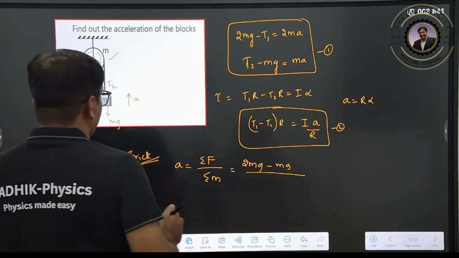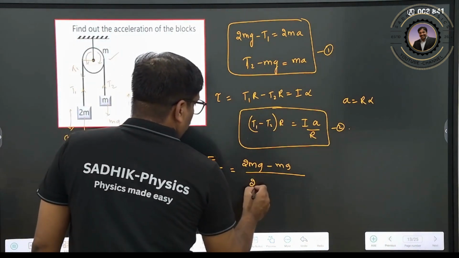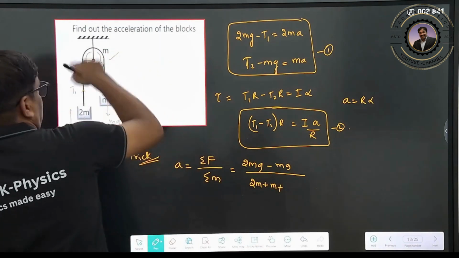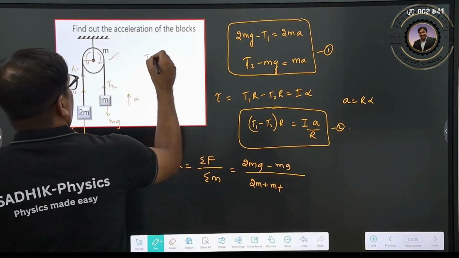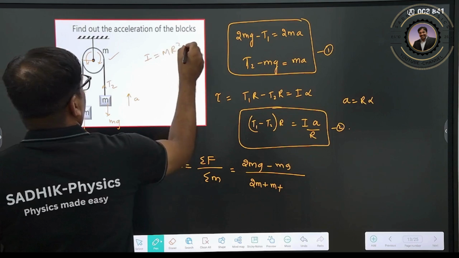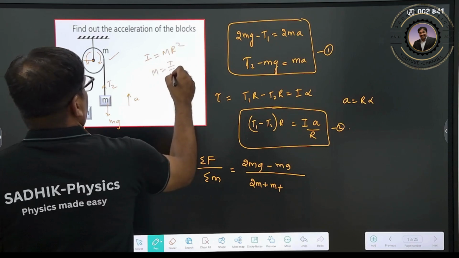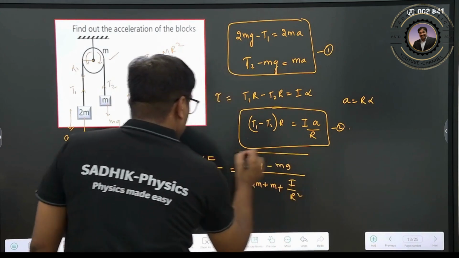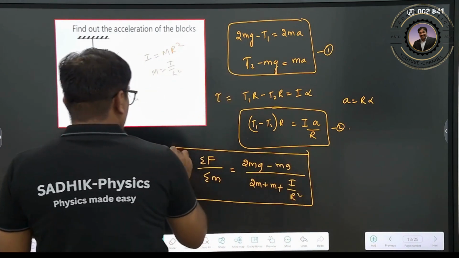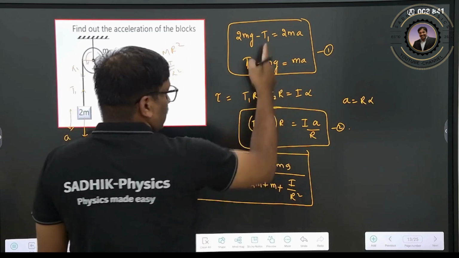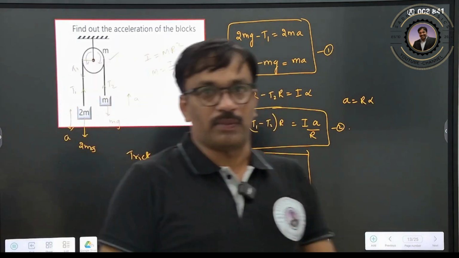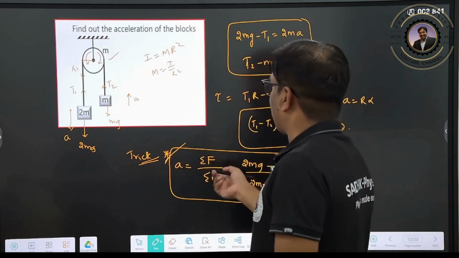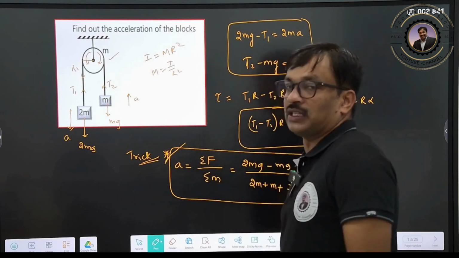Now, how much is the total mass? Therefore it is 2m plus m plus the moment of inertia of this one. You can write the moment of inertia as mr square, so m is equal to I by r square. So I by r square, this is your formula. You can get this formula by solving these two, and then you can calculate the problems. If you remember this formula, it is enough. How did I get it? You solve these two equations and you will get this formula.